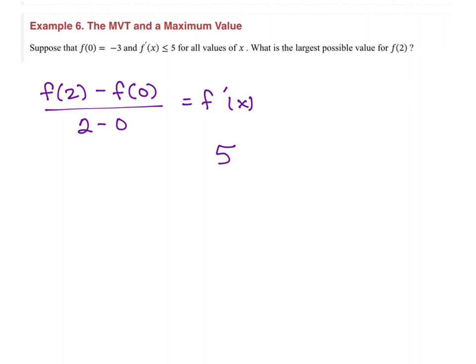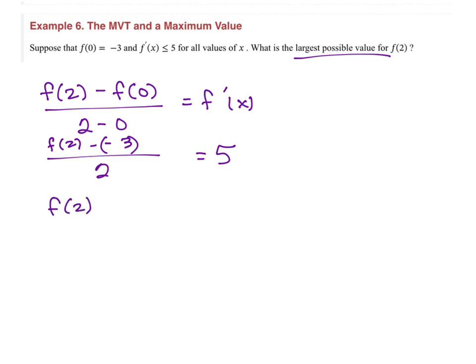So we can say, well, the average rate of change here, if we're finding the largest possible value, then we can set it equal to the maximum slope. Is that making sense? So f of 2, we're going to leave f of 2. We don't know that number. But we do know f of 0 is negative 3, over 2 minus 0, can we call it 2, is equal to 5. So can we solve for f of 2? Yes. How? Multiply by 2.